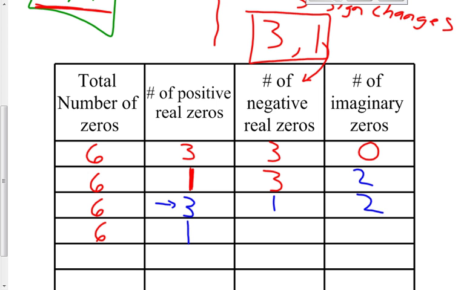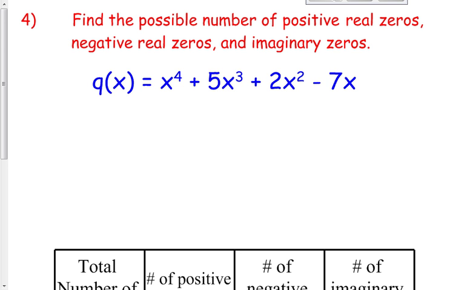If there is 1 positive real zero and 1 negative real zero, that would leave a total of 4 imaginary zeros. And this concludes filling out our chart for this one. Last one of this kind. We have q of x equals x to the 4th plus 5x cubed plus 2x squared minus 7x.